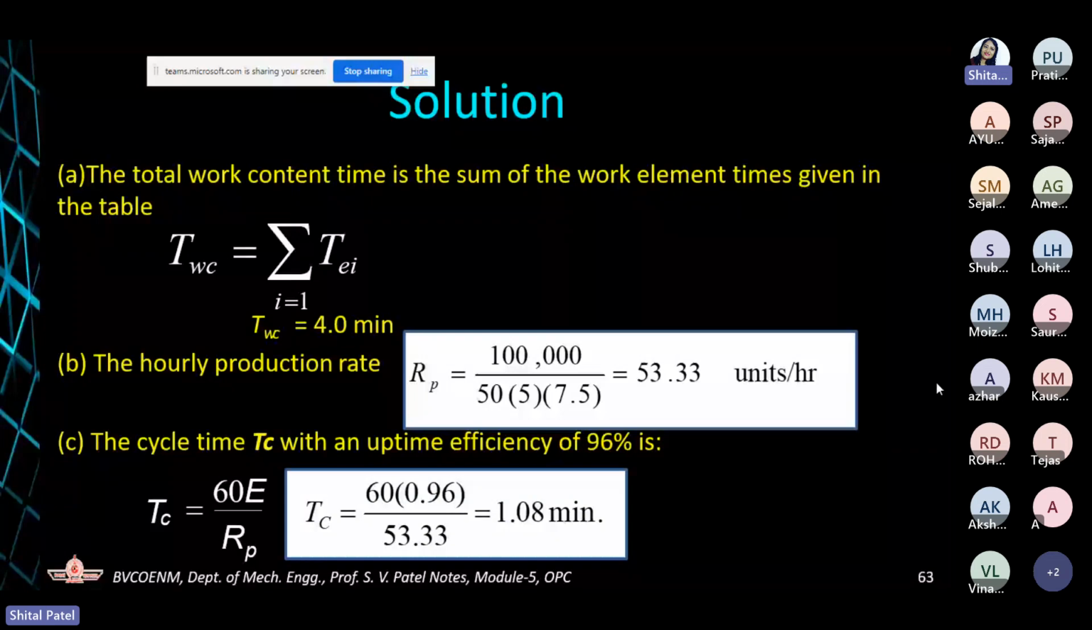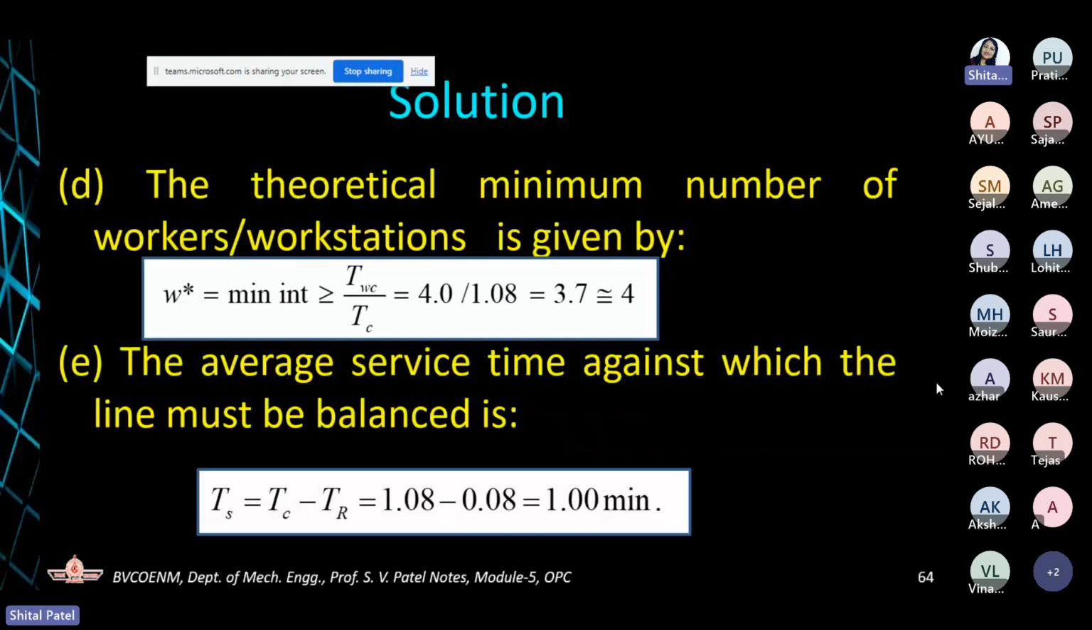If you wish, you can note down the steps. The very first is to prepare the network diagram. Second, if the cycle time is given in the data, it's okay and there is no need to calculate. But if it is not given, then you need to calculate the cycle time. Step number 3 is to find the theoretical minimum number of workstations.